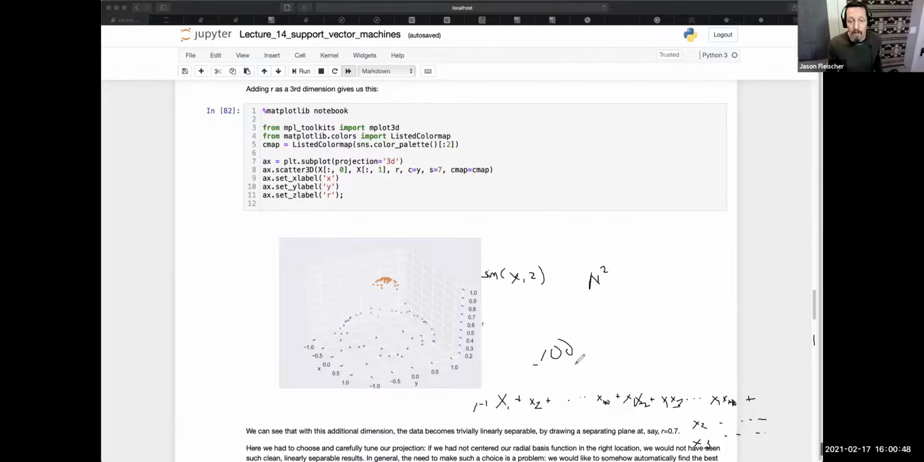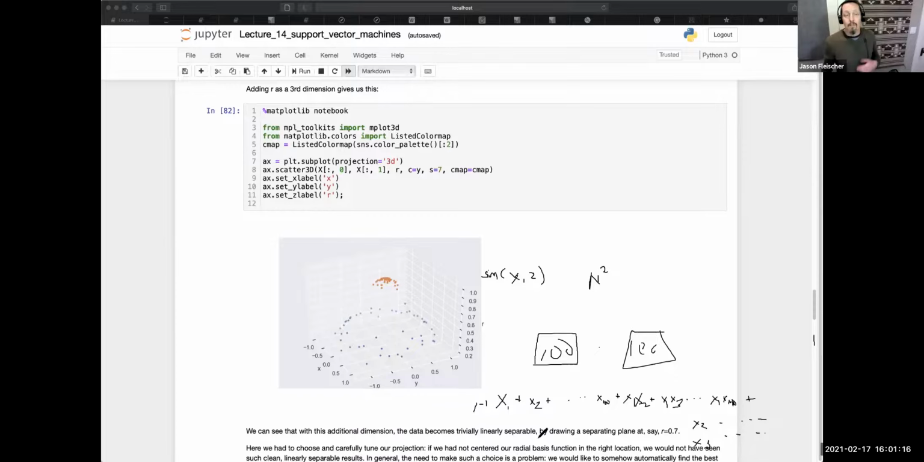Starting with 100 variable inputs, which is totally normal for machine learning, 100 variables, and then you wanted to do a polynomial just up to the squareds, and now you're at 100 times 100. So your dimensionality has gone ridiculous.